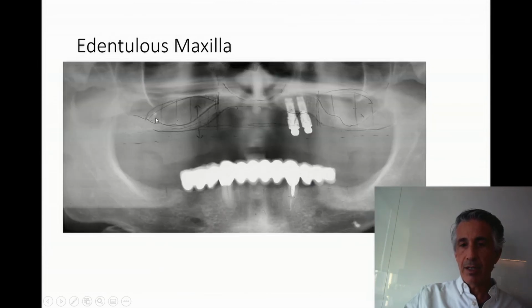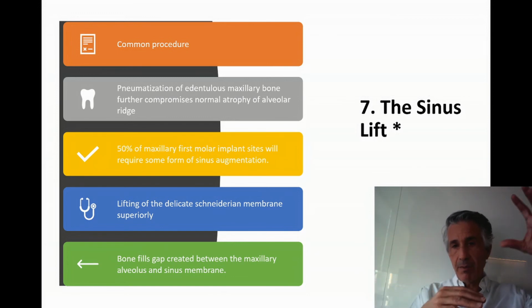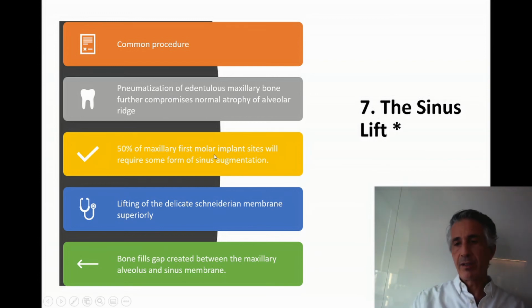So edentulous maxilla, here's an example of a bilateral sinus lift, okay, with ridge augmentation. And the sinus lift is done quite commonly. It's because of sinuses that are pneumatized, which really means the teeth are gone, so the bone shrinks away, and it shrinks away from the pressure of the sinus air and also from the loss of pressure from the mouth. It's not that the air is causing it to expand.